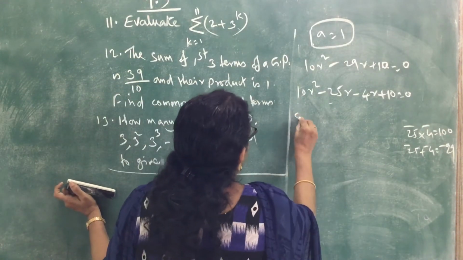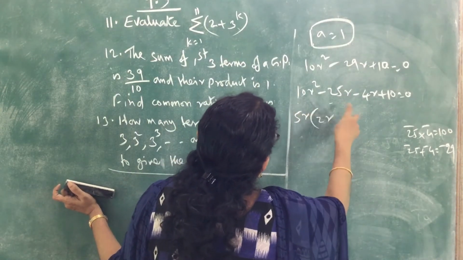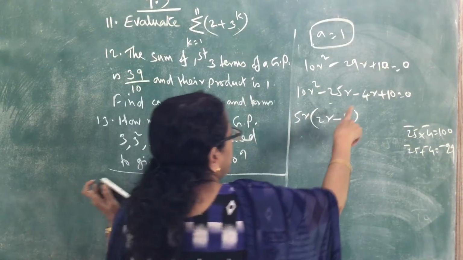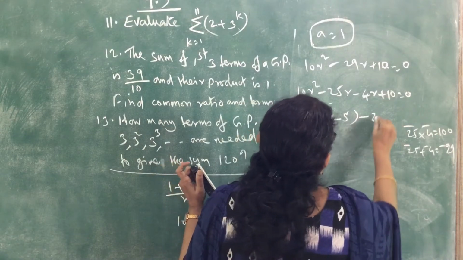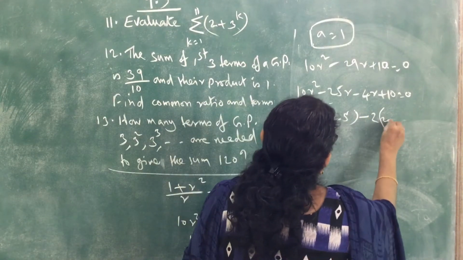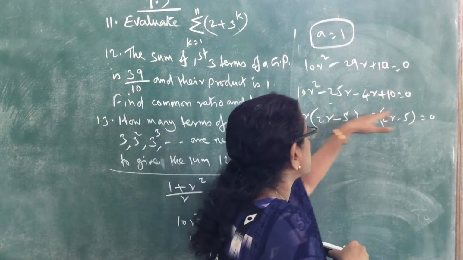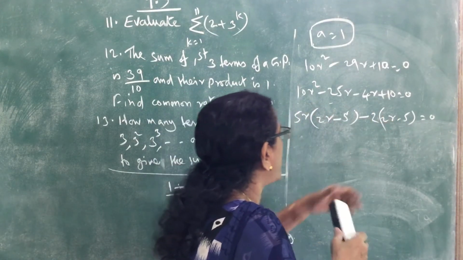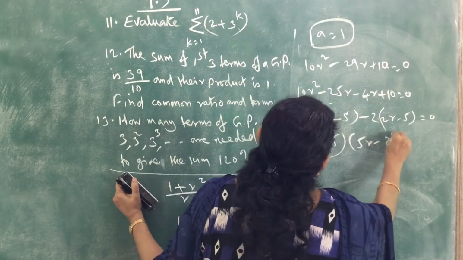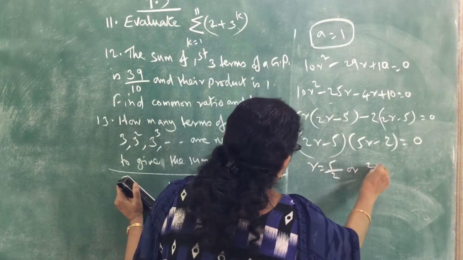Now here what is common? 5r into 2r minus 5, that is 10r square minus 25r. Then take minus 2 common: minus 2 into 2r minus 5, that is minus 4r plus 10, correct. Now 2r minus 5 is common. So 2r minus 5 into 5r minus 2 equal to 0. Therefore r equal to 5 by 2 or 2 by 5.